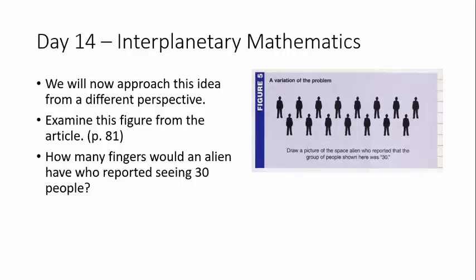Let's look at this from a different perspective. This is figure 5 from page 81 in the article. You'll notice the picture involving a number of men there. How many fingers would an alien have who reported seeing 30 people? Right, so think about what the 3 represents and what the 0 represents here. 0 represents the fact that there are none left over. And so you have 3 equal-sized groups.